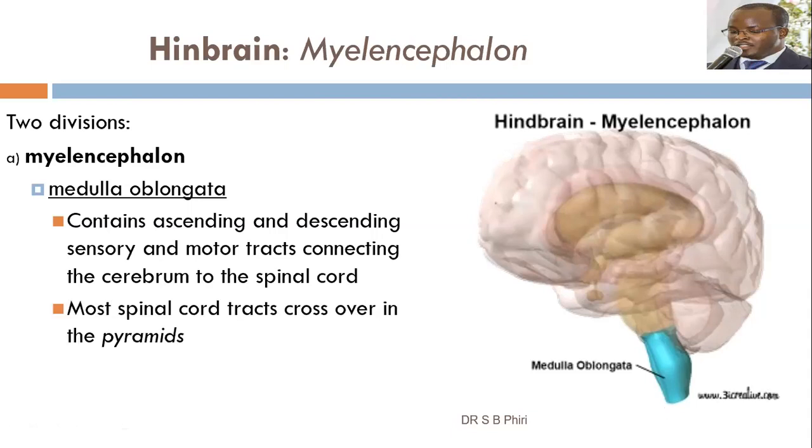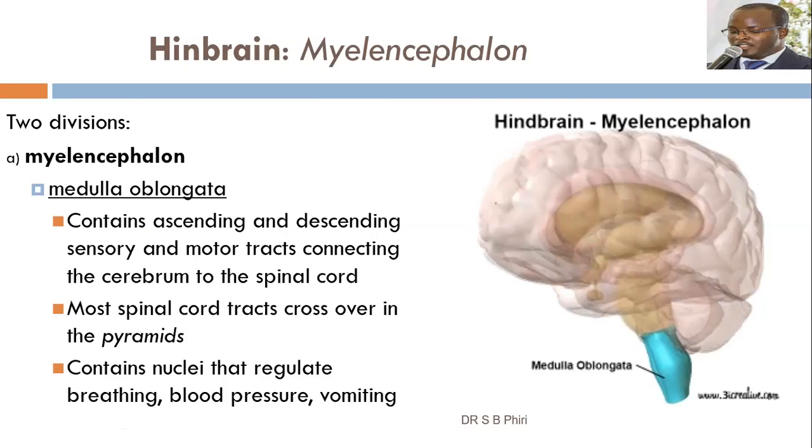So most spinal cord tracts cross over in the pyramids. This is why you have decussation of those spinal tracts. Decussation, whereby the right tracts will decussate to the left, then the left tracts will decussate to the right. So they'll form like a cross. That's why it's called a decussation. Deca means X. So decussation is taking place within the medulla oblongata. They also contain nuclei that regulate breathing, blood pressure, and vomiting.